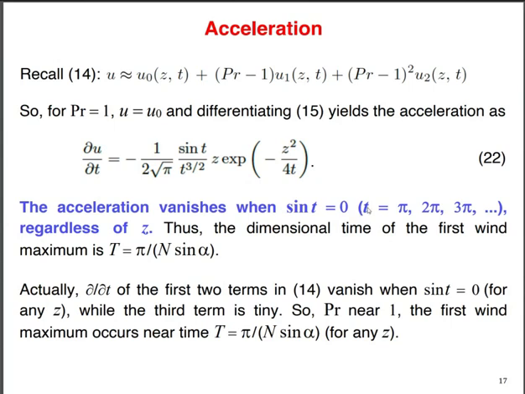Okay, so when your non-dimensional time is pi, 2 pi, etc., your acceleration goes to 0, and you get a wind maximum in time at any height, independent of height. Sine t of 0 doesn't care what height you're at. So from that result, you can pick out the dimensional time of the first wind maximum, because it is going to oscillate. But the first time you get your maximum is at pi divided by N sine alpha. Okay.